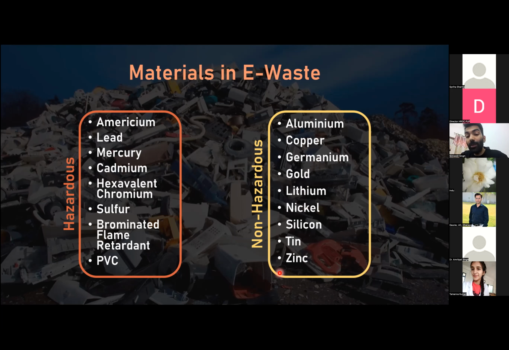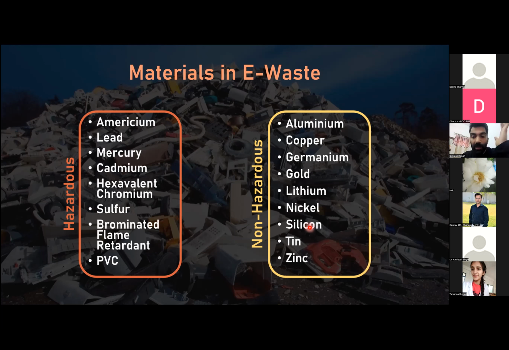Now you have to understand the context. The list has been made not saying that copper is not dangerous. Obviously, copper is also dangerous. It also has very bad health effects. Similarly, lithium. I'm not saying lithium is not dangerous, but it is a threshold. They're both dangerous, but the ones in the orange box are more dangerous. That is why they've been placed in the hazardous category.